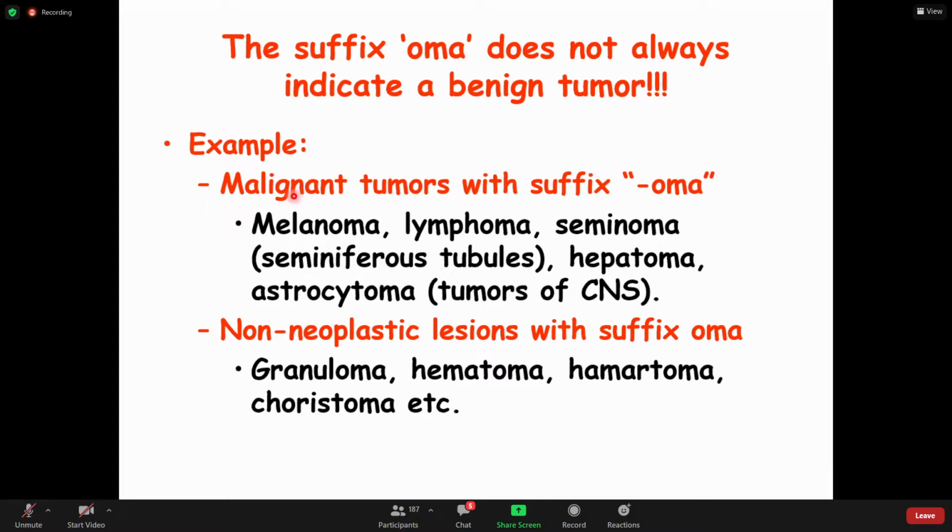All right. You may also add it to a word, and you will get a non-neoplastic lesion that may present as a mass. Okay, what you call tumor-like lesions. Example of that, granuloma. If it's made up of blood, hematoma, hamartoma. We'll talk about that next lecture, and choristoma.